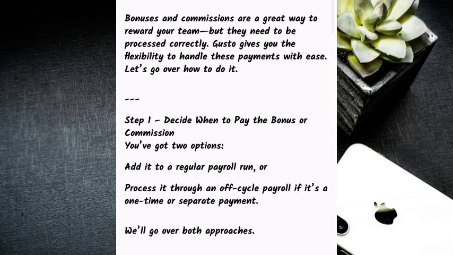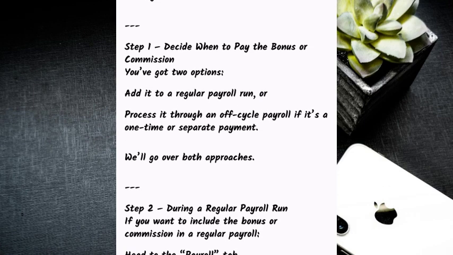Step 1, decide when to pay the bonus or commission. Now you've got two options: add it to a regular payroll run, or you can process it through an off-cycle payroll if it's a one-time or a separate payment. Now we'll go over both approaches.